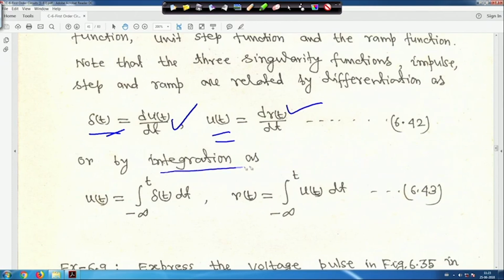Or by integration, u(t) is the integral from minus infinity to t of delta(t) dt, and similarly the ramp function r(t) is the integral from minus infinity to t of u(t) dt. So delta(t) is the differentiation of u(t), and u(t) is the differentiation of r(t), but the other way, if you integrate, u(t) is the integral of delta(t) and r(t) is the integral of u(t). These are equations 42 and 43.